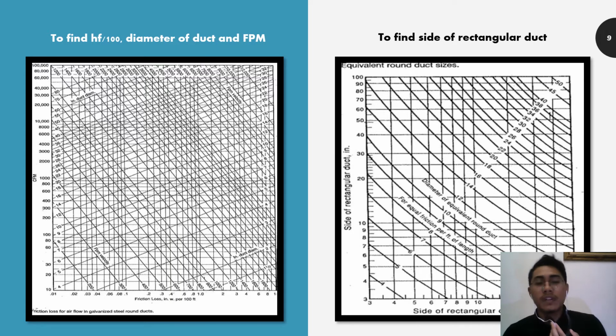Okay, the left side is a graph to find HF per 100, diameter of duct, and FPM. Then we get all the information from the left side graph. And the right side graph is to find the side of the rectangular duct. For the pressure drop, the formula is HF per 100 times duct length over 100. So we will find the pressure drop.